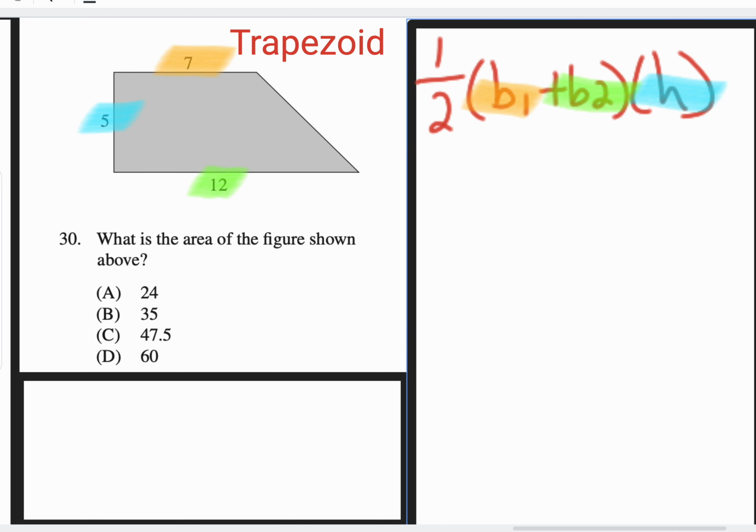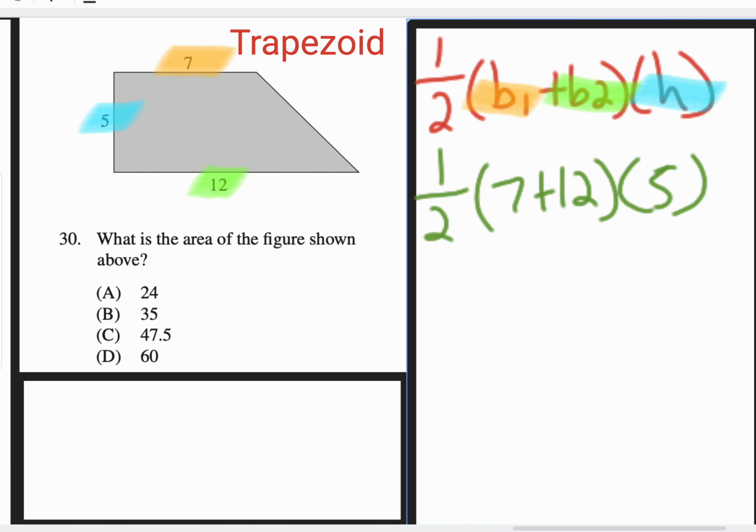We can rewrite this as 1/2 times 7 plus 12 times 5. Let's go ahead and add 12 plus 7. 12 plus 7 is 19. Now let's multiply 19 times 5. This will be 95.